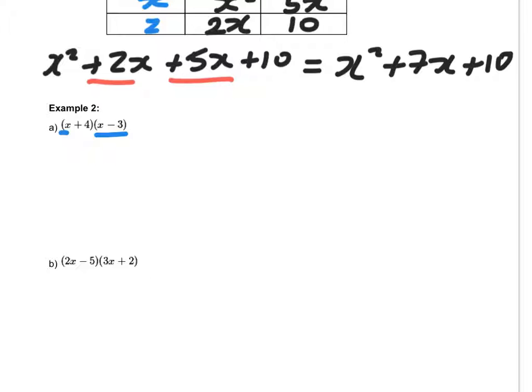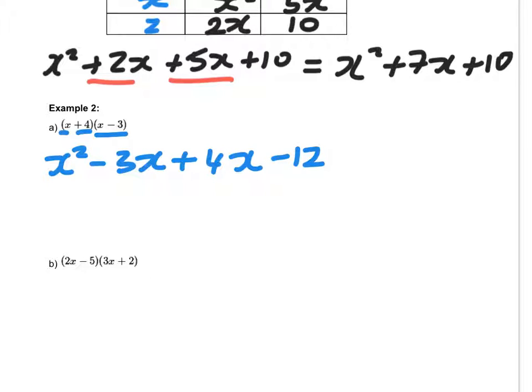So if I start with x times x, it gives me x squared. X times minus 3 is minus 3x. Now the x has been multiplied by both of them. Now this 4 must be multiplied by both. So plus 4 times x is 4x, and plus 4 times minus 3 is minus 12. Now look, we just put them all together. I have an x squared, a minus 3x and a plus 4x, which gives us just a plus 1x, and a minus 12.